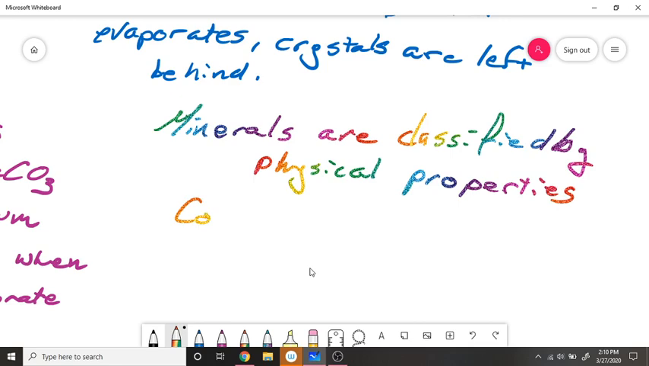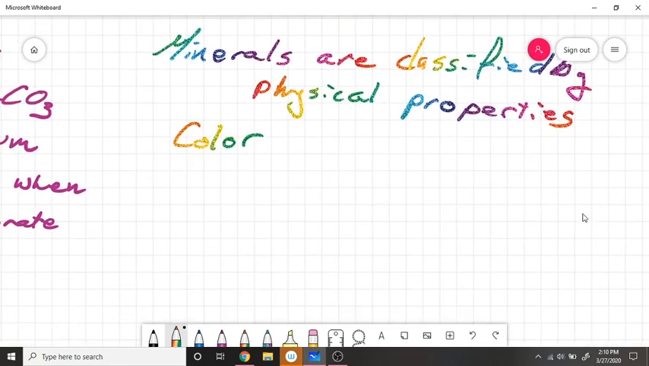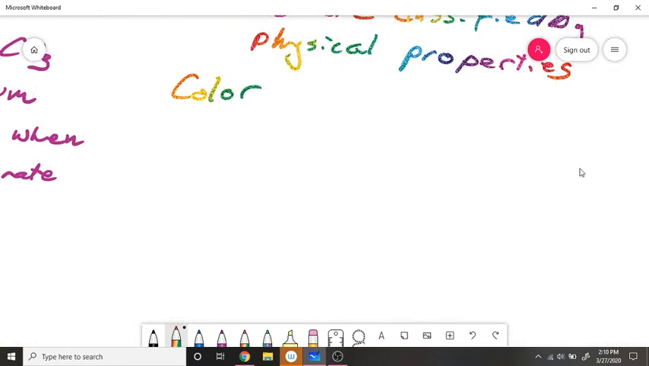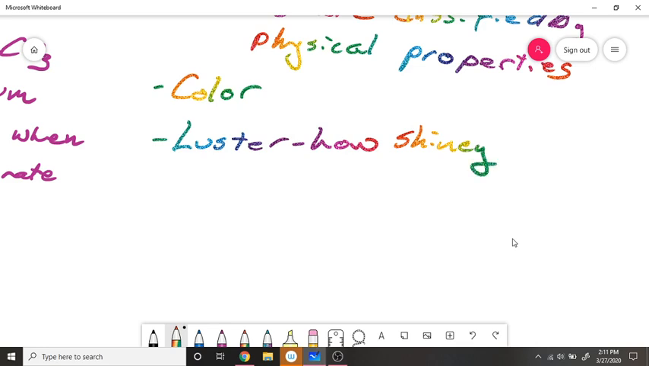If you said color, of course, that's the obvious one. They're going to group like minerals together based on color. But they also group them on how shiny they are. They are grouped based on their luster. How shiny. And of course, some things are very shiny. Those are metallic.